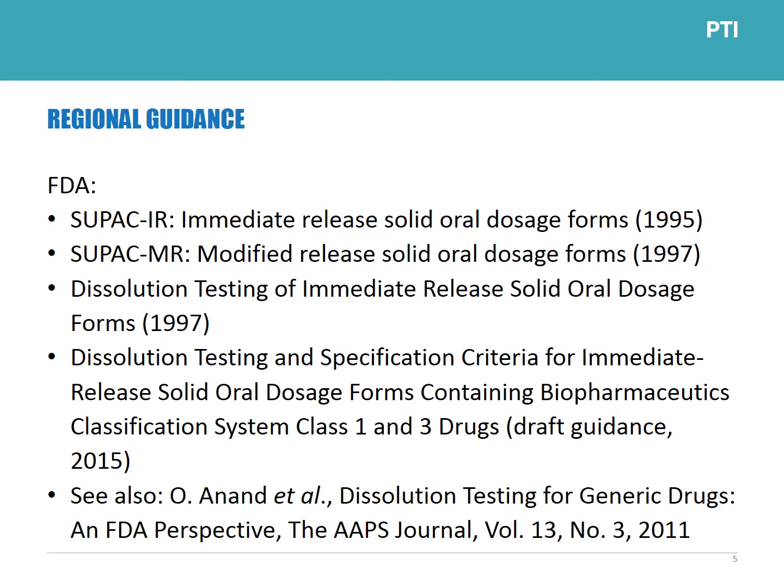We'll look now at some regional guidances, the first from the United States FDA. And the first two guidances that are mentioned deal with scale-up and post-approval changes. That's what SUPAC stands for. So these are changes that we make to the drug product during the scale-up or after we've successfully registered our drug product with the FDA. And immediate release drug products, which is what the first guidance relates to, are drug products that are designed to release the active ingredient within 45 minutes.